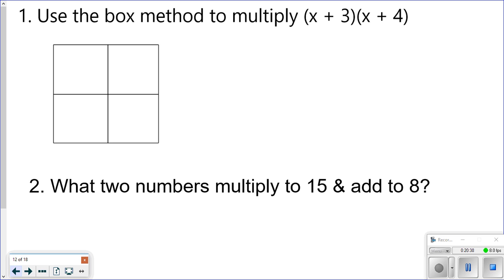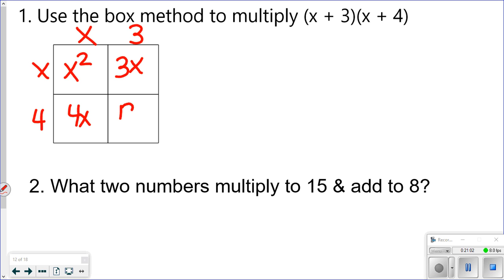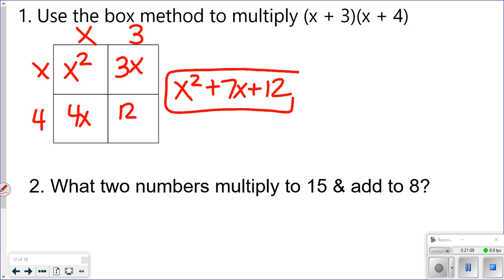So if we're thinking about the box method to multiply, okay, I could put x and 3 up here, x and 4 on the side. Remember, it doesn't matter if they go on the top or the side. Okay, and when we multiply, x times x is x squared, 3x, 4x, and 12. So my trinomial would be this, okay? And we're going to work backwards to find these.